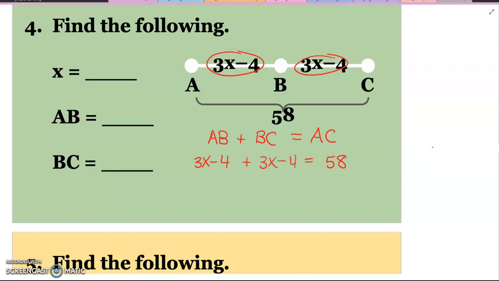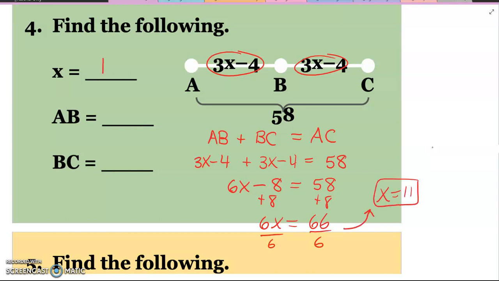We're going to now combine like terms, so the 3x and the 3x make 6x, and the negative 4s are going to give me negative 8. It's a two-stepper. We're going to add 8 to both sides. We're going to get 6x equals 66. Divide by 6, and it looks like we're going to get x equals 11 here. So 11 is going to be our x.